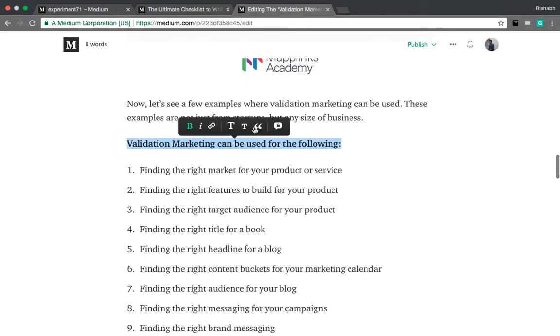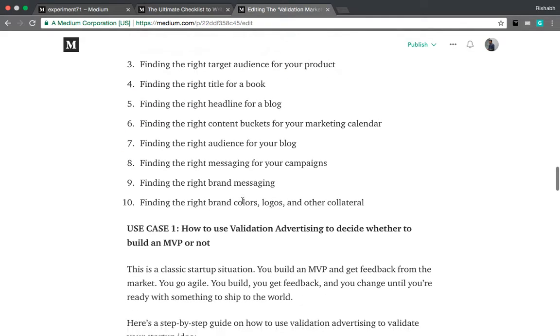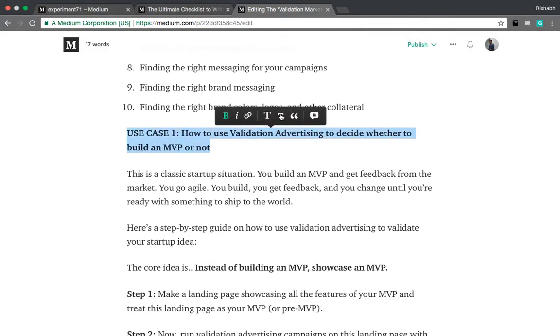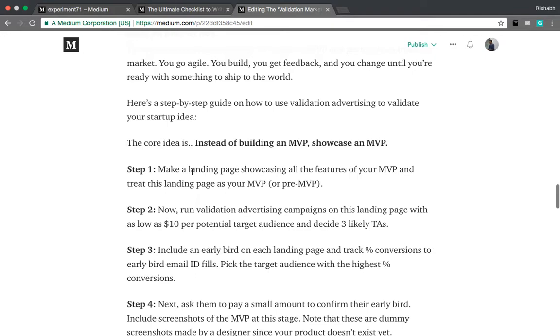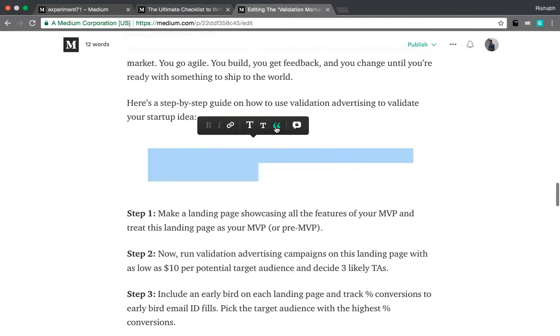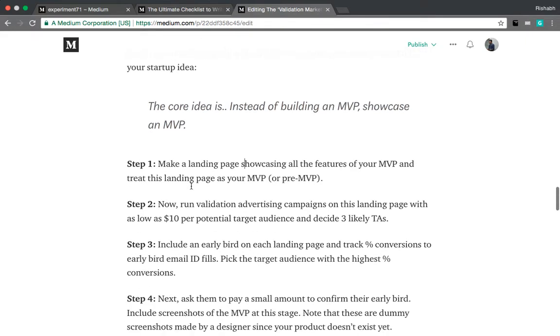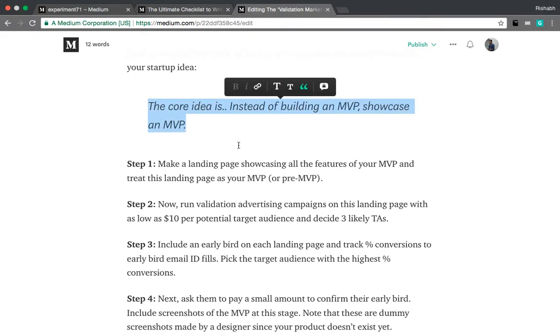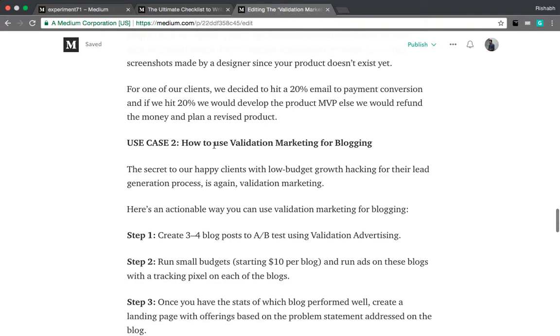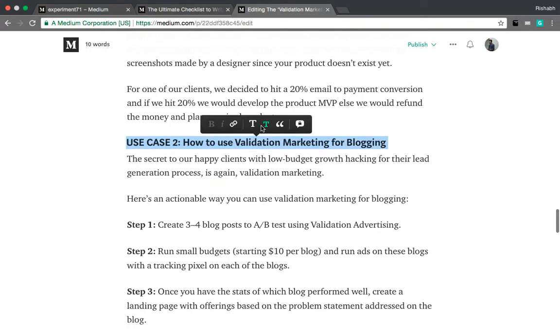Can be used for the following as a subheading. Yeah. And then the use cases also are like subheadings. Instead of building an MVP showcase, an MVP is more like a big quote. It's a big concept. It's a central idea of the content. This again is a use case, is a subheading.